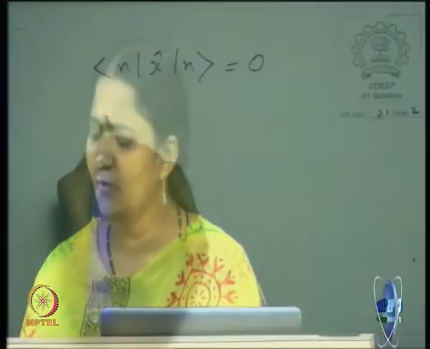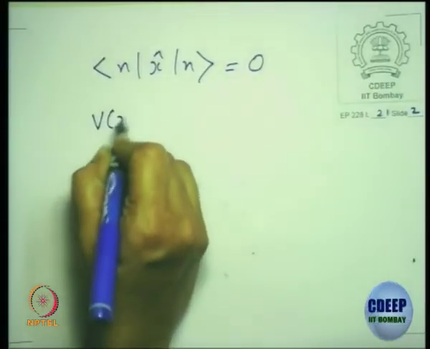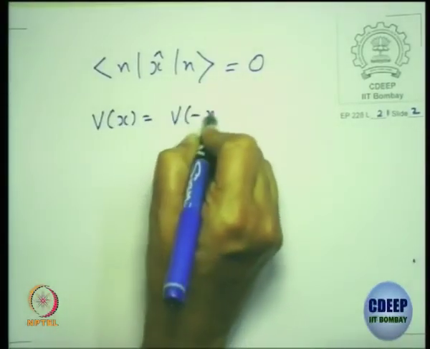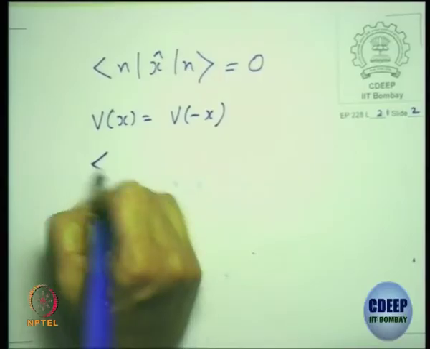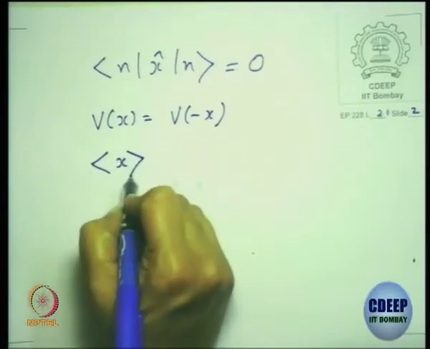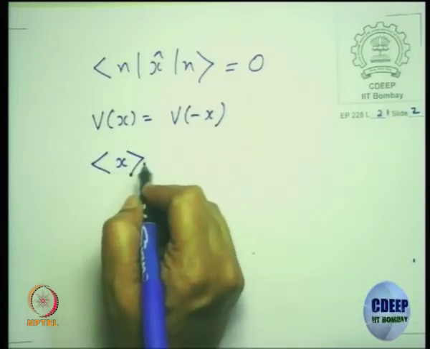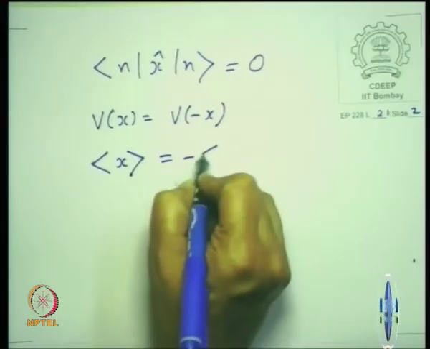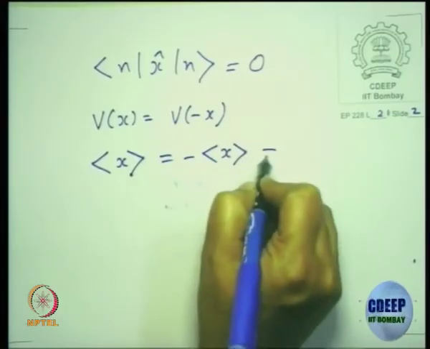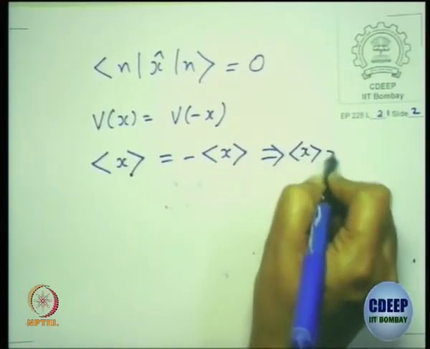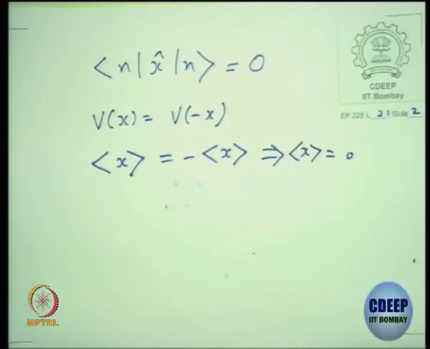So, that is the important, interesting fact, right. If you remember, I had asked you in harmonic oscillator, V of x is V of minus x. So, if you want to find expectation value of x, it should satisfy that property, x expectation is same as minus x, right, and this implies expectation value is 0, right.